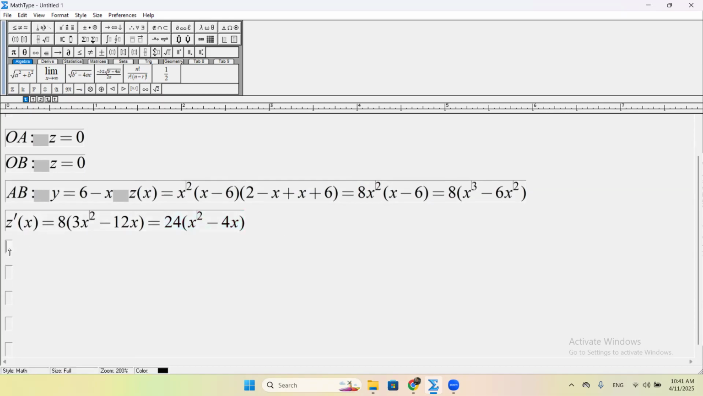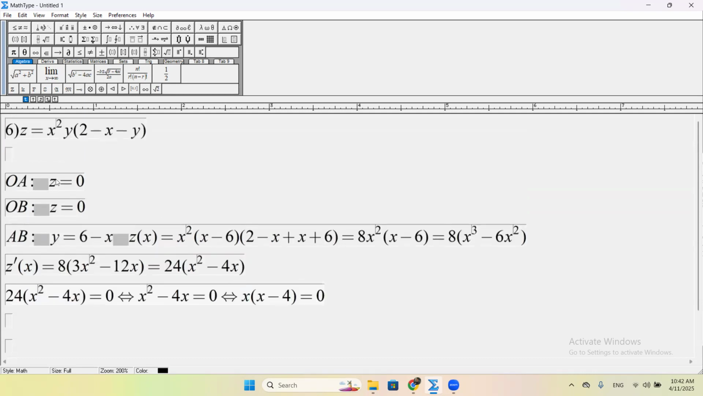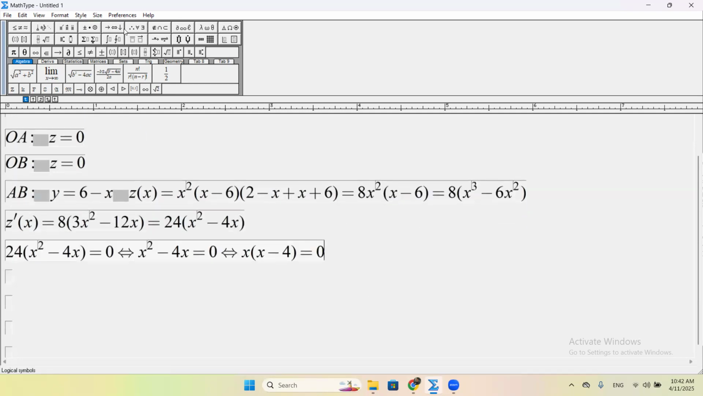So now let's solve this equation. So x squared minus 4x equals 0. Then let's move x out of brackets. x by x minus 4 equals 0. So we know that when x equals 0, the value of z equals 0 as well. So it's not interesting for us. But what is really interesting for us is the point x equals 4.